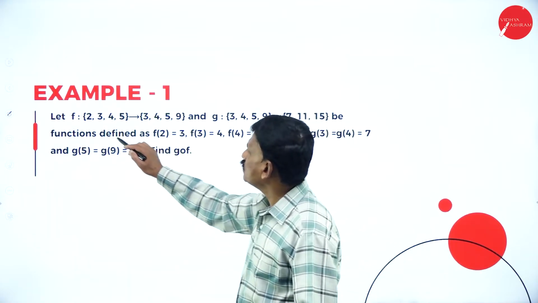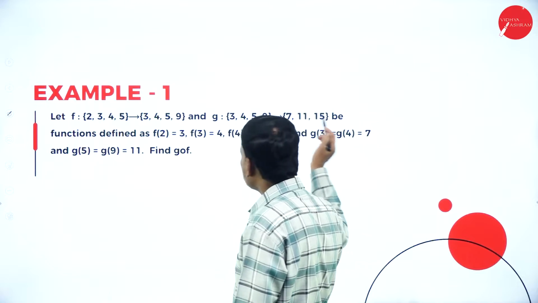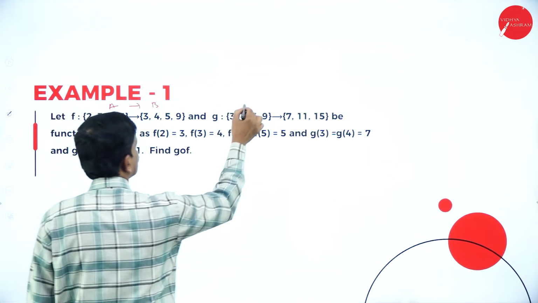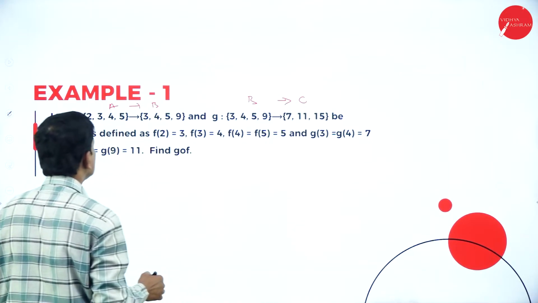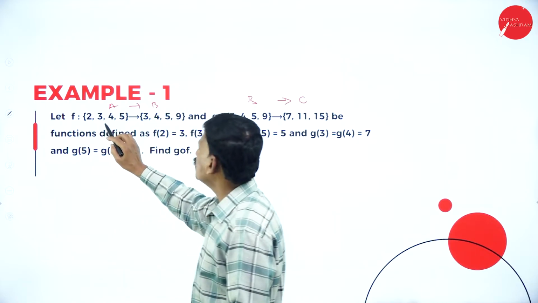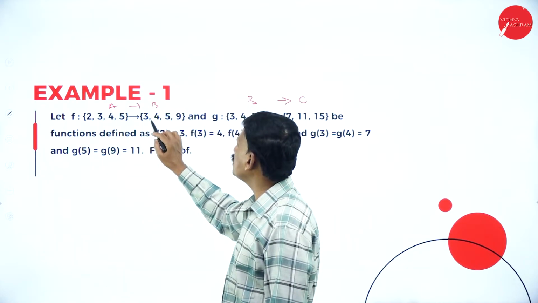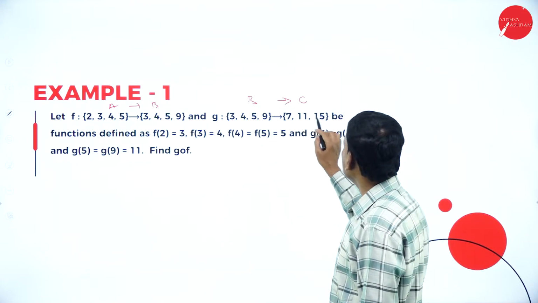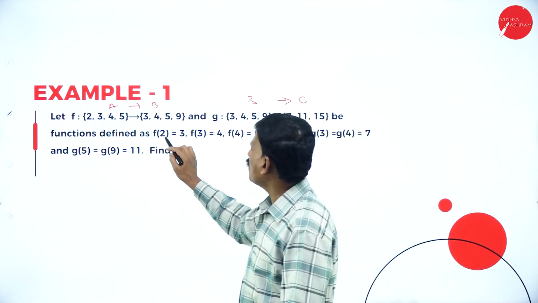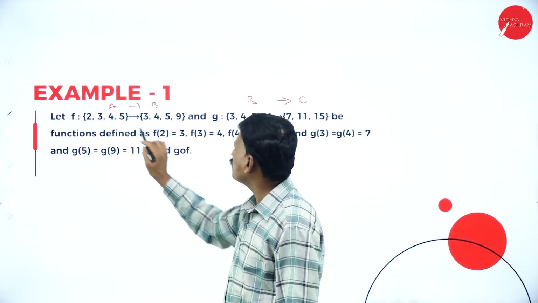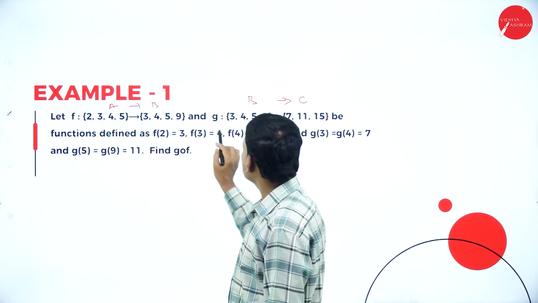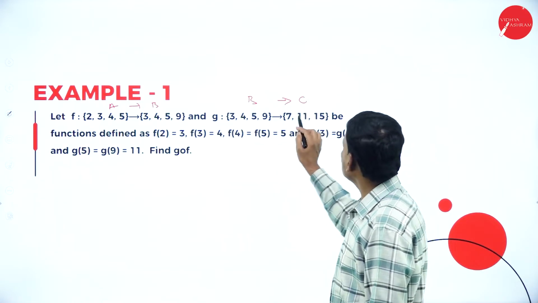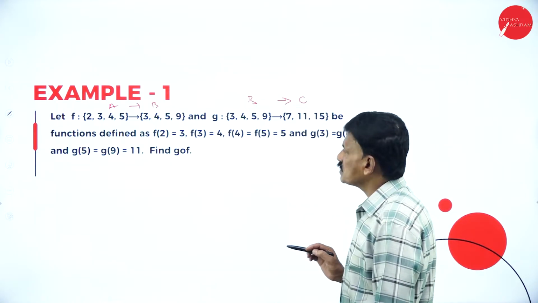Let a function f from A to B and g from B to C be defined like this. F from A, which is 2, 3, 4, 5, to B, which is 3, 4, 5, 9, and g from 3, 4, 5, 9 to 7, 11, 15 be defined as f of 2 is equal to 3, f of 3 is equal to 4, f of 4 is equal to 4, f of 5 is equal to 5, and g of 3 is equal to 7. So g of 9 and g of 5 is equal to 11.